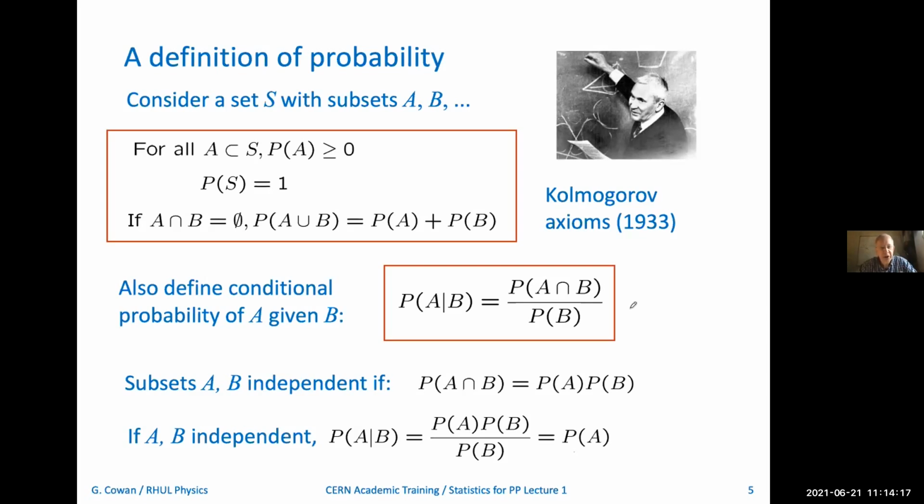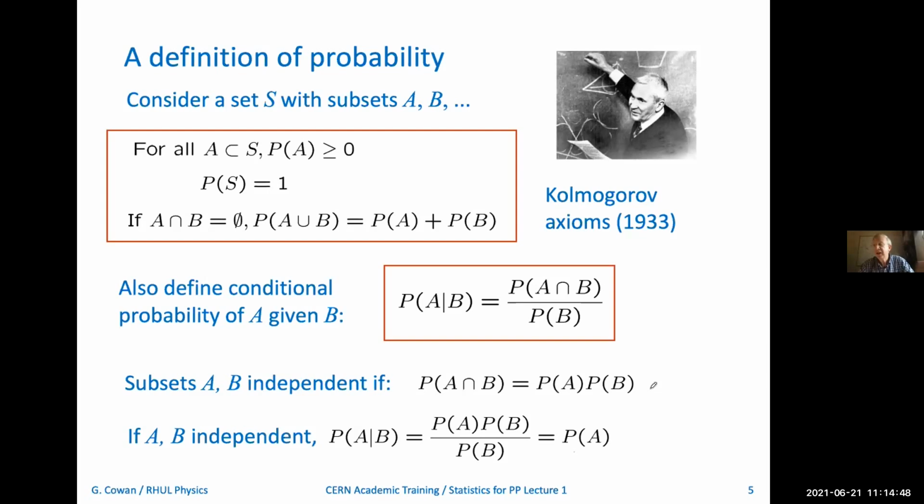Okay, so that's conditional probability, and we will make great use of that. There's a few more pieces of formalism that I want to introduce. Two subsets A and B are said to be independent if the probability associated to their intersection factorizes into the probability of one times the probability of the other. So if P of A intersect B is equal to P of A times P of B, then A and B are said to be independent.